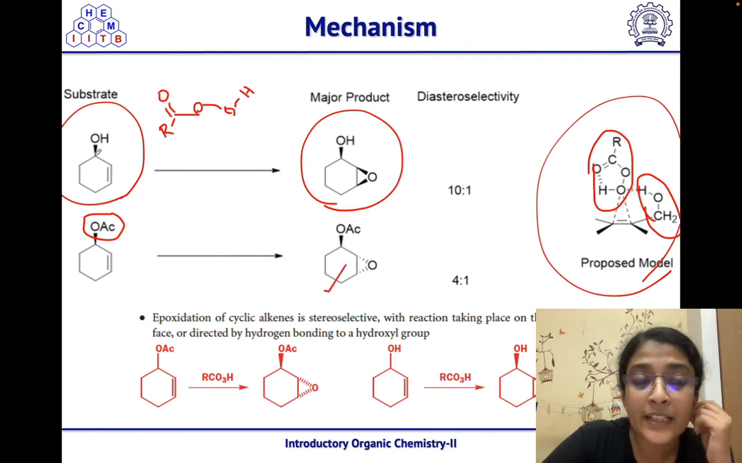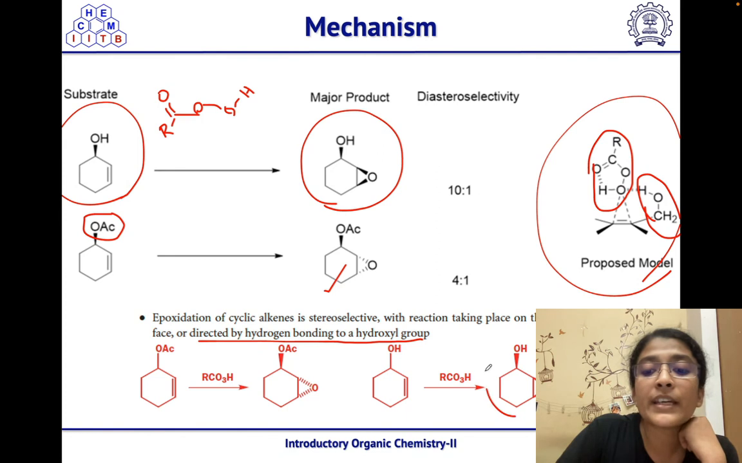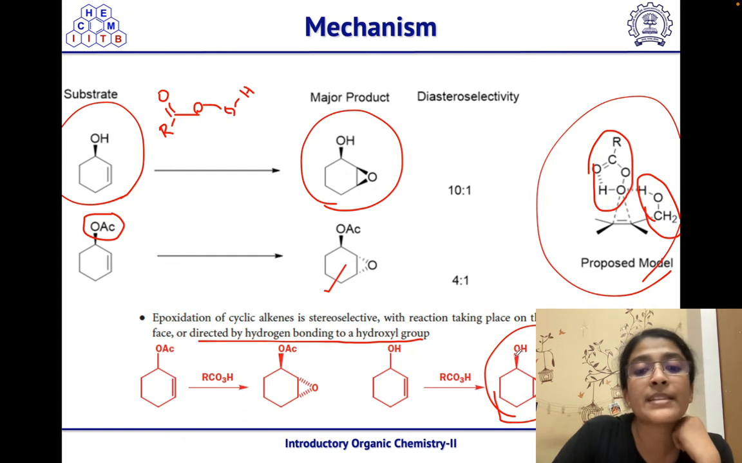But here, because of this alcohol, it can form hydrogen bonding with this peracid. It will direct this peracid from the same phase as that of the alcohol. See, directed by hydrogen bonding to a hydroxyl group. That is why we are getting the product from that epoxidation from the same phase as that of the alcohol. Clear, right?